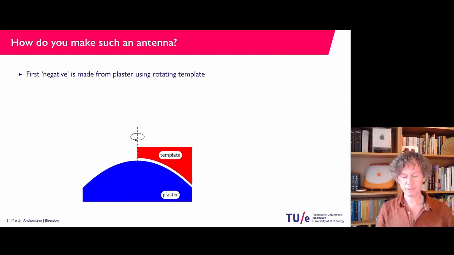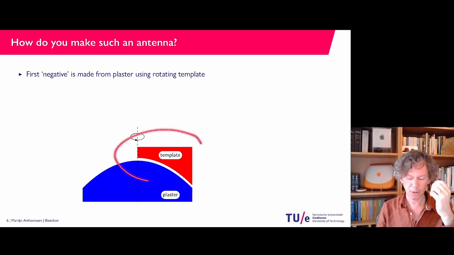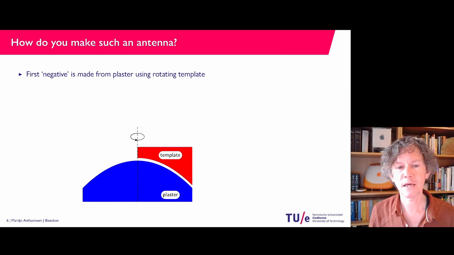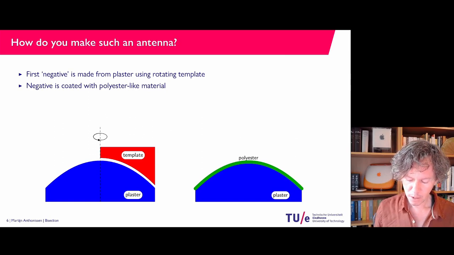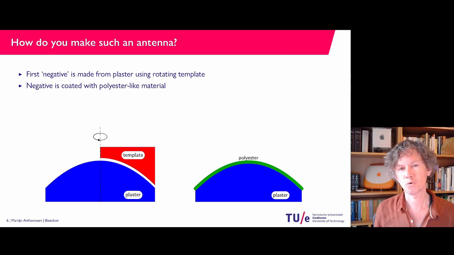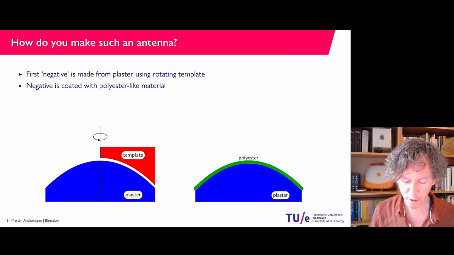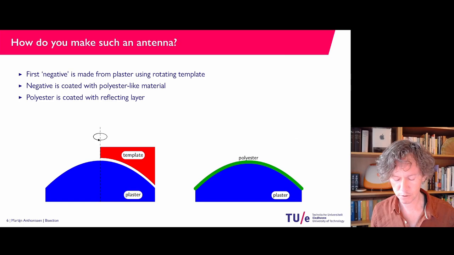Well, the way you build it is that you take plaster and a metal template, and you first make a negative from this plaster. Then you coat this with some kind of polyester, a type of plastic, and you let that dry. Then you take it off, and then you put a coating on that, a reflecting layer that reflects the rays that you're interested in.